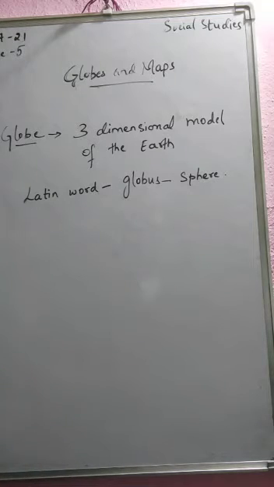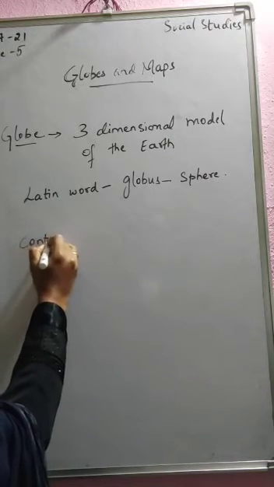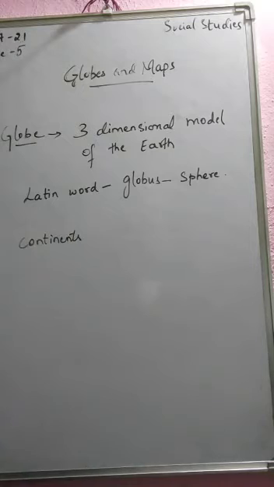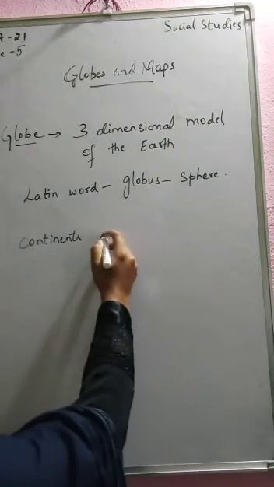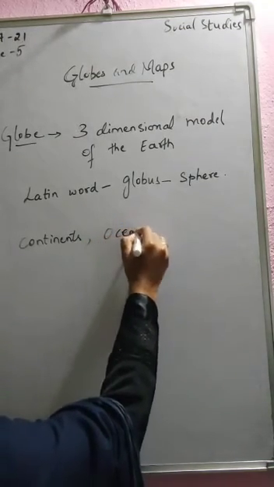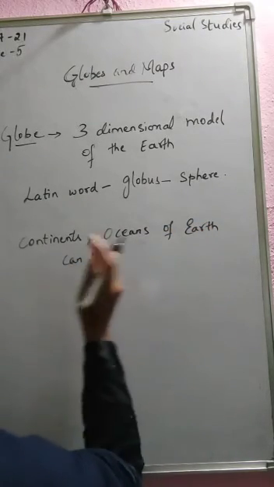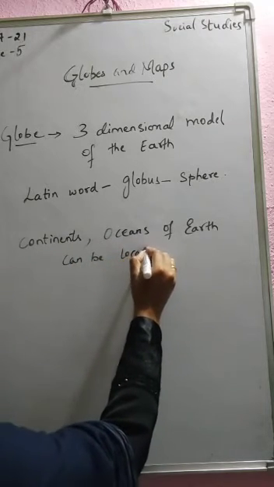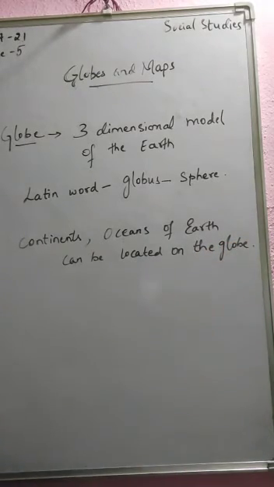What all things can we point out on a globe when we look into it? We can point out continents, isn't it? Continents and oceans of earth can be located on the globe. Okay, so you can clearly see the water area and the land area. The land area is the continents, and the water area comes under the oceans.